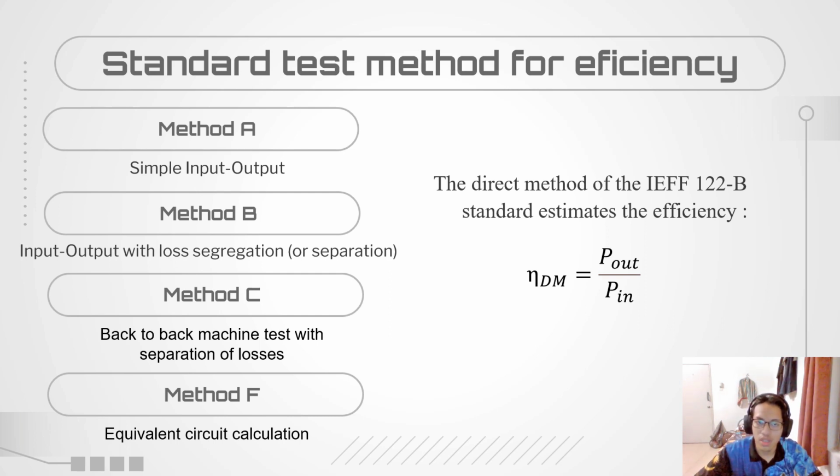The first method is method A, which is simple input-output. Second, method B, input-output with loss segregation or separation. Method C, back-to-back machine test with separation of losses. And method F, equivalent circuit calculation. This is the equation for the direct method of IEEE 112 method B, which estimates the efficiency.